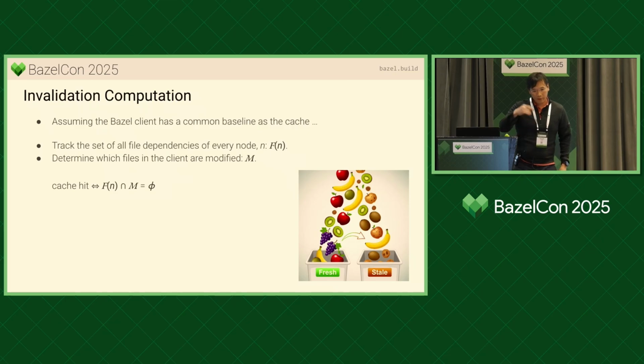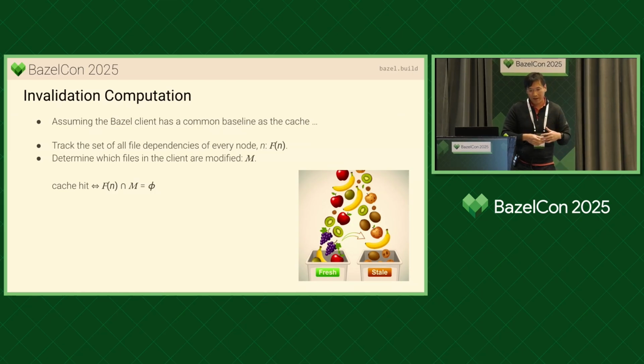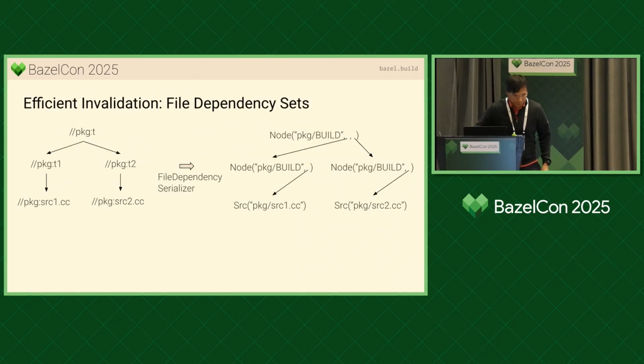Then you do a git diff, and you find which files have changed relative to that baseline, and that's a set M. And then F is something that was previously persisted at that commit hash that was stored in Skycache. And if there's any overlap, then you know it's a stale value. And if there's no overlap, you get a cache hit.